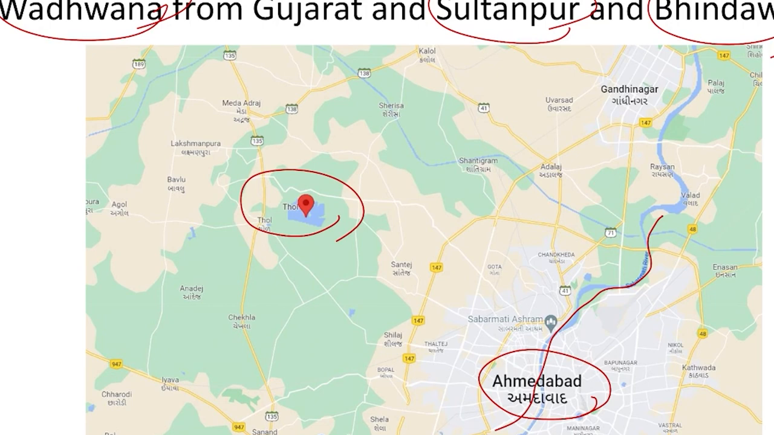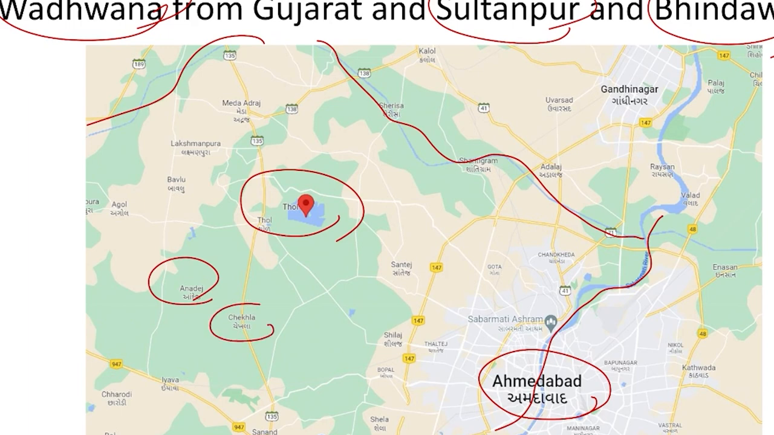So make sure of any other important place. Here goes a canal that links the Sabarmati River to the northern part. Okay, so here Anadej and Chekla, other cities, are present. So mark whichever are important and revise them.